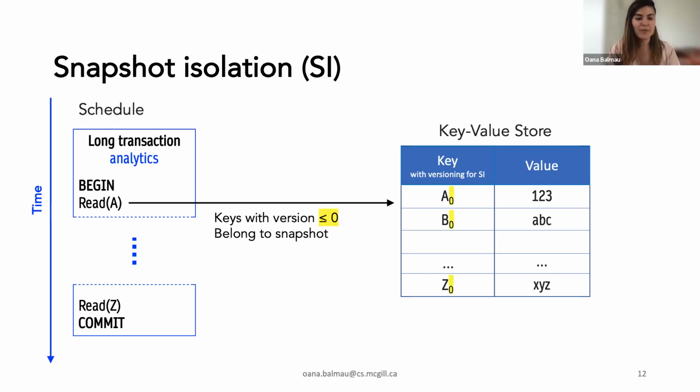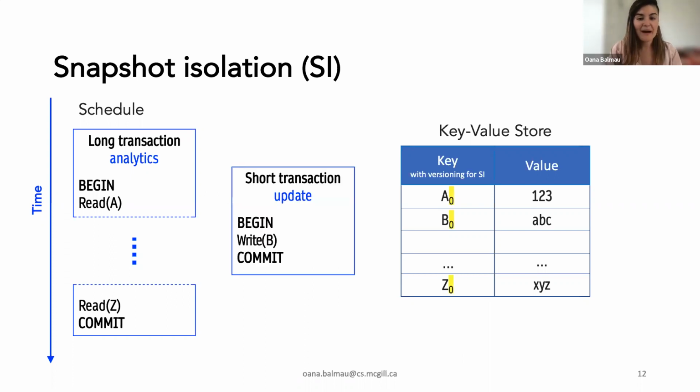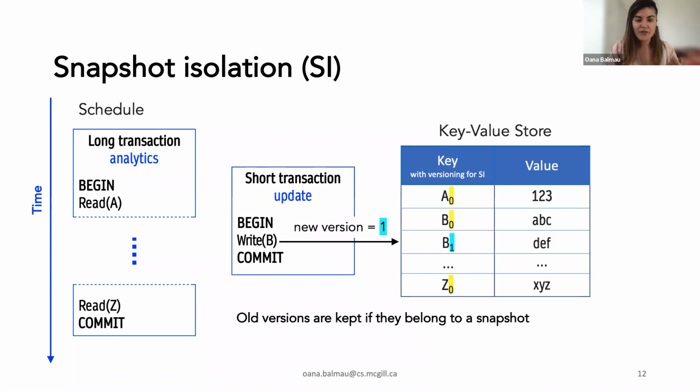Keys with a version number smaller than 0 would belong to the snapshot. Then if another transaction is executed concurrently and, say, updates key B over here, the data store needs to hold the old version of B, so B0, and the new version of B for the whole duration of the long transaction. This is to ensure that the transaction runs on a consistent view of the data.